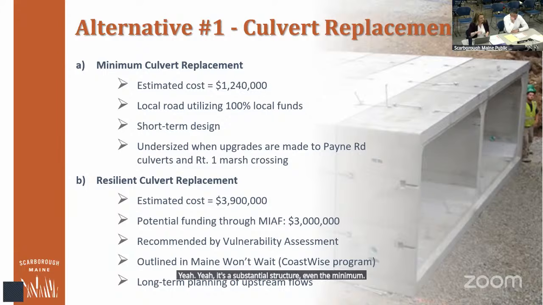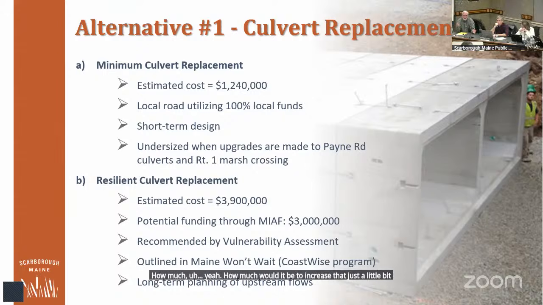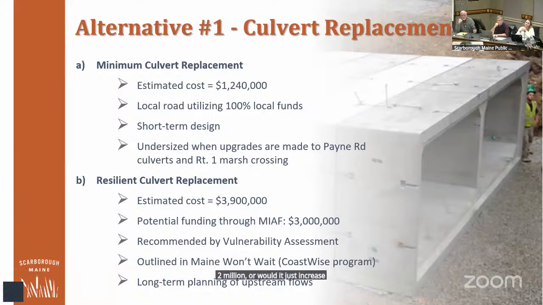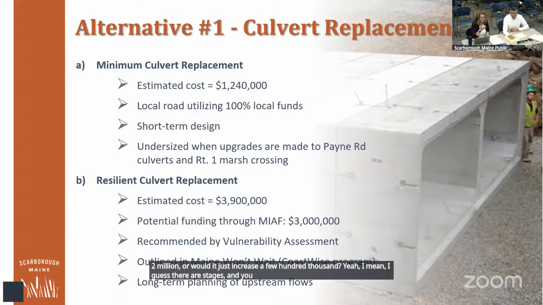How much would it be to increase that just a little bit to make it a more long-term thing? In other words, you're talking 1.2 million, would it increase it to 2 million? Or would it just increase it a few $100,000? I guess there are stages, and you'll see the next one is the resilient culvert design. So if you're asking if there's something in between the two, yes.